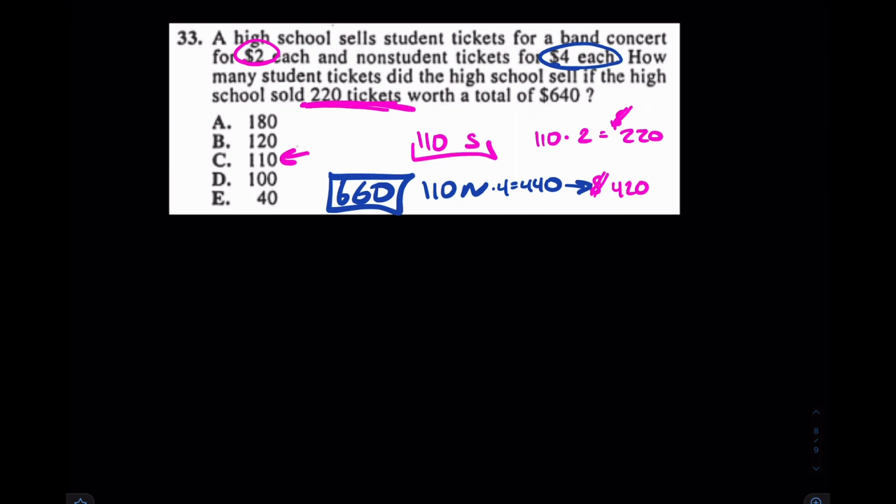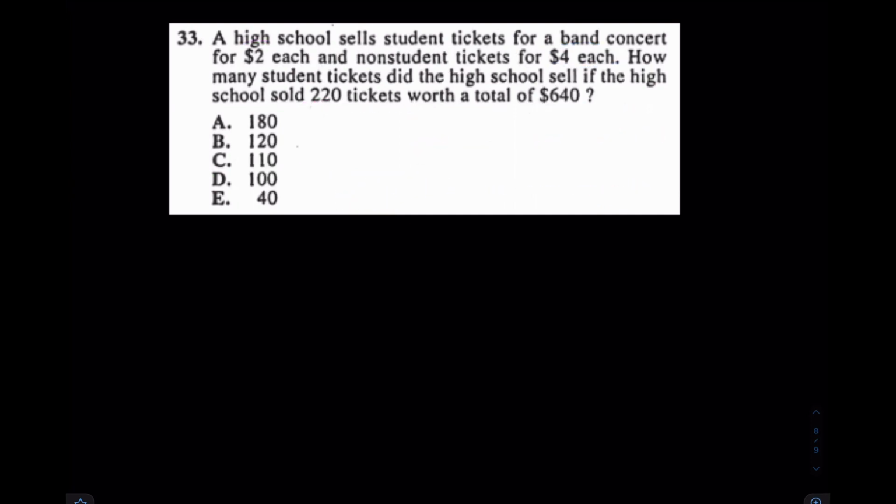Or if you want to think about it from the expensive point of view, should they have sold more or less non-student tickets? In other words, should I be going up or should I be going down from 110? Well, I think we should have sold more student tickets because that's the cheaper one. In that case, let's try 120.